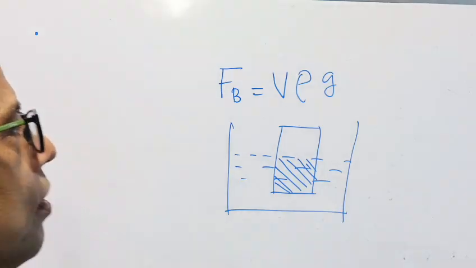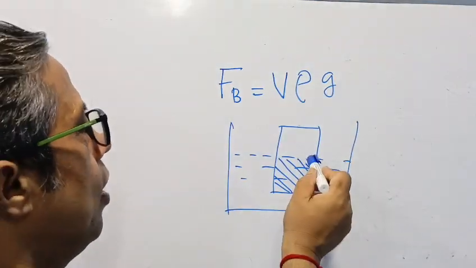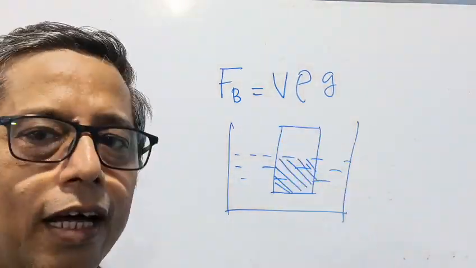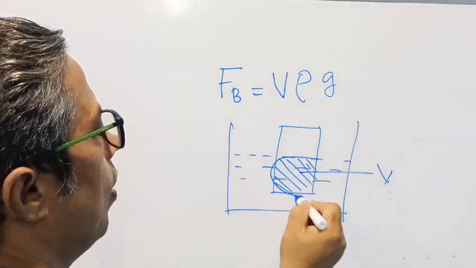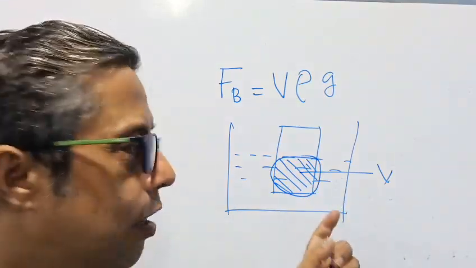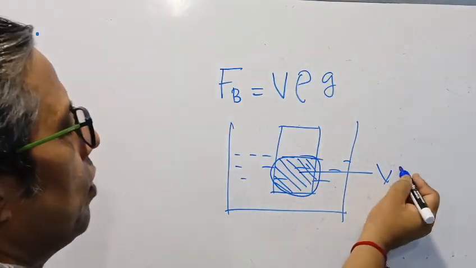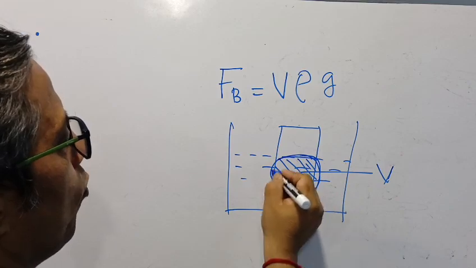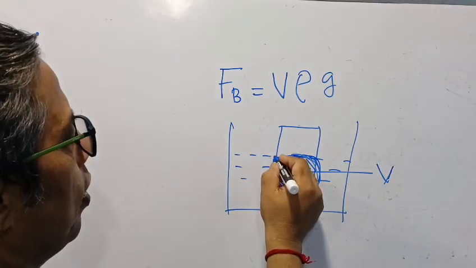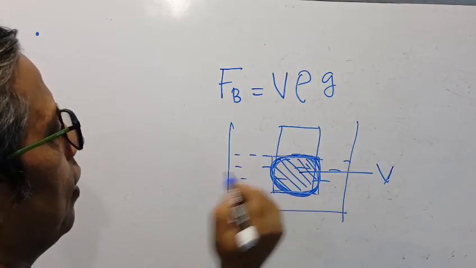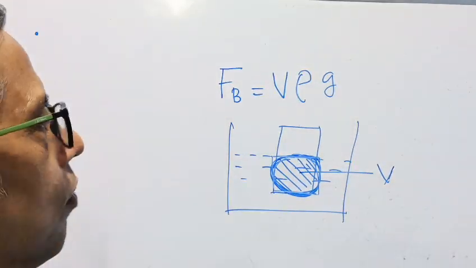So, what is upthrust? Upthrust FB is equal to V rho G. What is V? V is the volume of the object inside the liquid, right? So that means this is the volume V inside the liquid. We are calling this the displaced liquid or displaced water. Displaced liquid means whenever you take some object, this object is displacing some volume of water. Which volume? The amount it is inside the water or liquid, right? So this is the volume of the displaced liquid or displaced water. So this is the V.